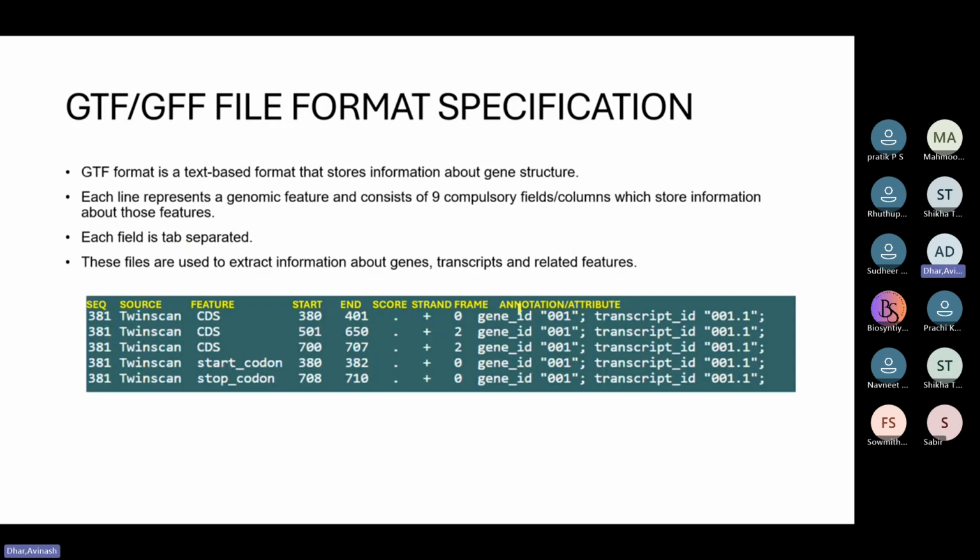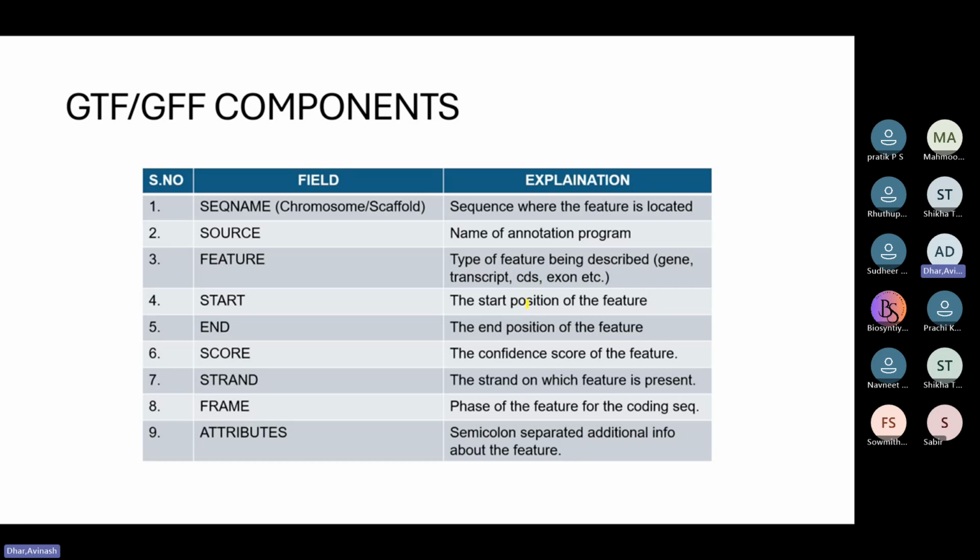And the final feature is the annotation attribute, wherein extra information about this particular feature is present. For example, it would give you the gene ID, it would give you the transcript ID, it would give you whether it is a protein coding gene or not. So all that information would be present in the attribute column. Okay.